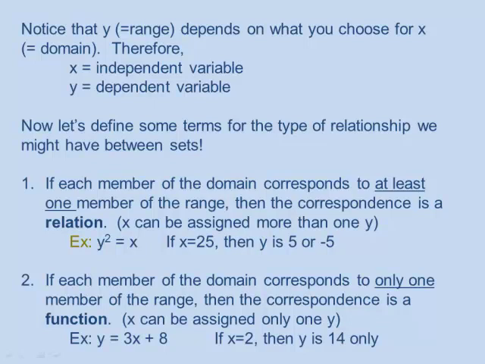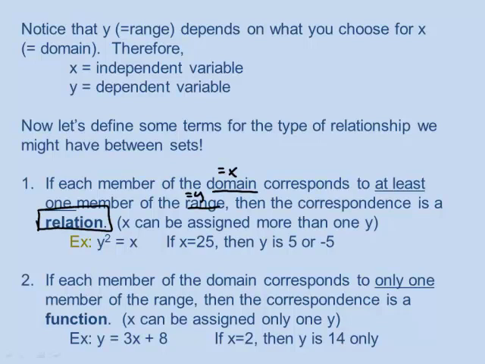So now let's define some terms for the type of relationship we might have between sets. There are two basic relationships that we are interested in. The first is defined like this. If each member of the domain, and remember the domain is simply your x values, corresponds to at least one member of the range, which is y, then the correspondence is a relation.